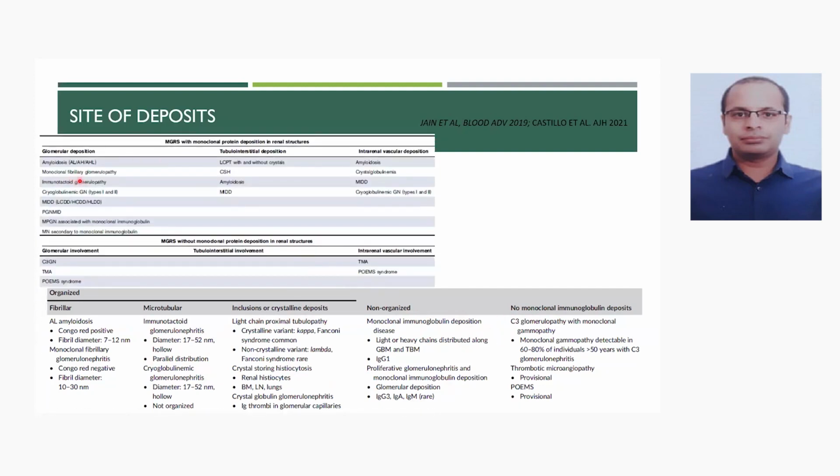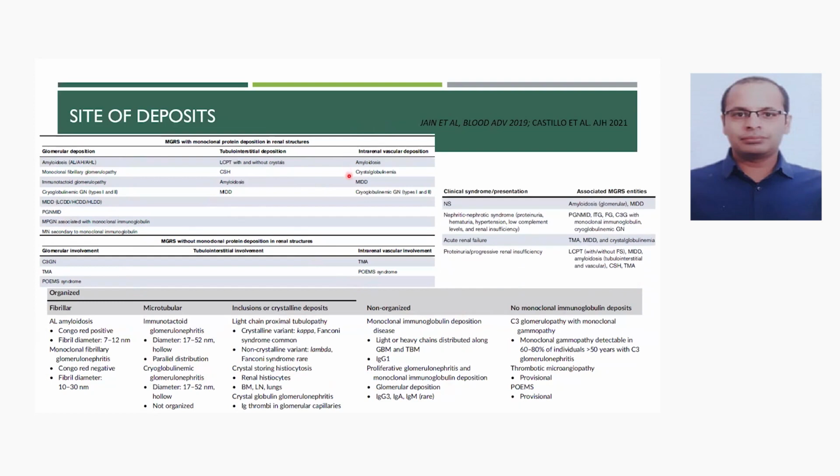And depending on the site, whether these deposits are in the glomerulus, tubulointerstitial deposits, or intravascular deposits, patients can have various syndromic presentations. So they can have nephrotic syndrome with amyloidosis or monoclonal immunoglobulin deposition disease, nephritic to nephrotic kind of a syndrome with PGNMID, ITG, and other syndromes. Acute renal failure can be seen with thrombotic microangiopathy, MIDD, or amyloidosis, so on and so forth.